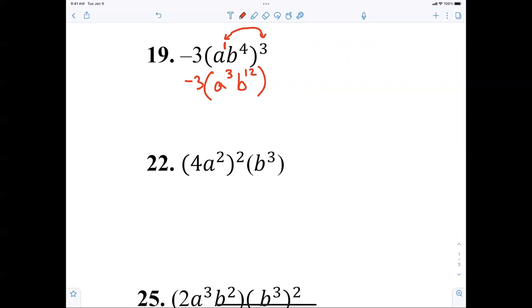All right, now, does everybody understand? Before you ask me a question, it's in parentheses. So everything in the parentheses is being raised to the third power. Is the negative 3 being raised to the third power? No, it's not. So you leave it alone. There's a 1 here. Oh, so it's negative 3 a to the third. Negative 3. That's your answer. That's your answer.